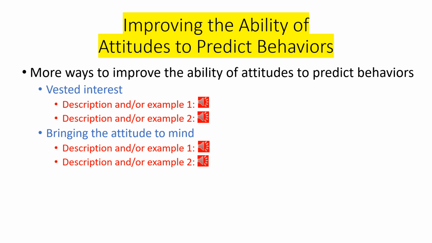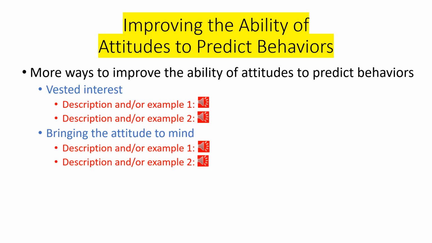A final factor that can improve the attitude to behavior link, the ability of attitudes to predict behaviors, is to actually purposefully bring the attitude to mind. We're talking here about how your brain likes it easy. Law number 2, we're cognitive misers. We don't want to think any more than we have to. Sometimes our attitudes don't predict our behaviors because we don't put forth the cognitive effort that's required to actually think about what we think about that topic in the first place. We don't put forth the cognitive effort that's required to bring the attitude to mind. So we're unaware, at least consciously, about our attitude, and then we do things that don't match that attitude.